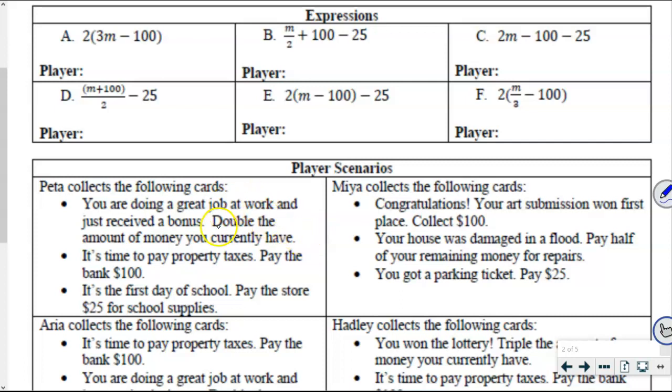Yeah, we're timesing the amount of money he has by 2. We should be doubling it. So I'm going to look at these expressions and see ones. Let's see, here's one that's doubling. There's one that's doubling. There's one that's doubling. So I've kind of narrowed it down between A, E, and C.